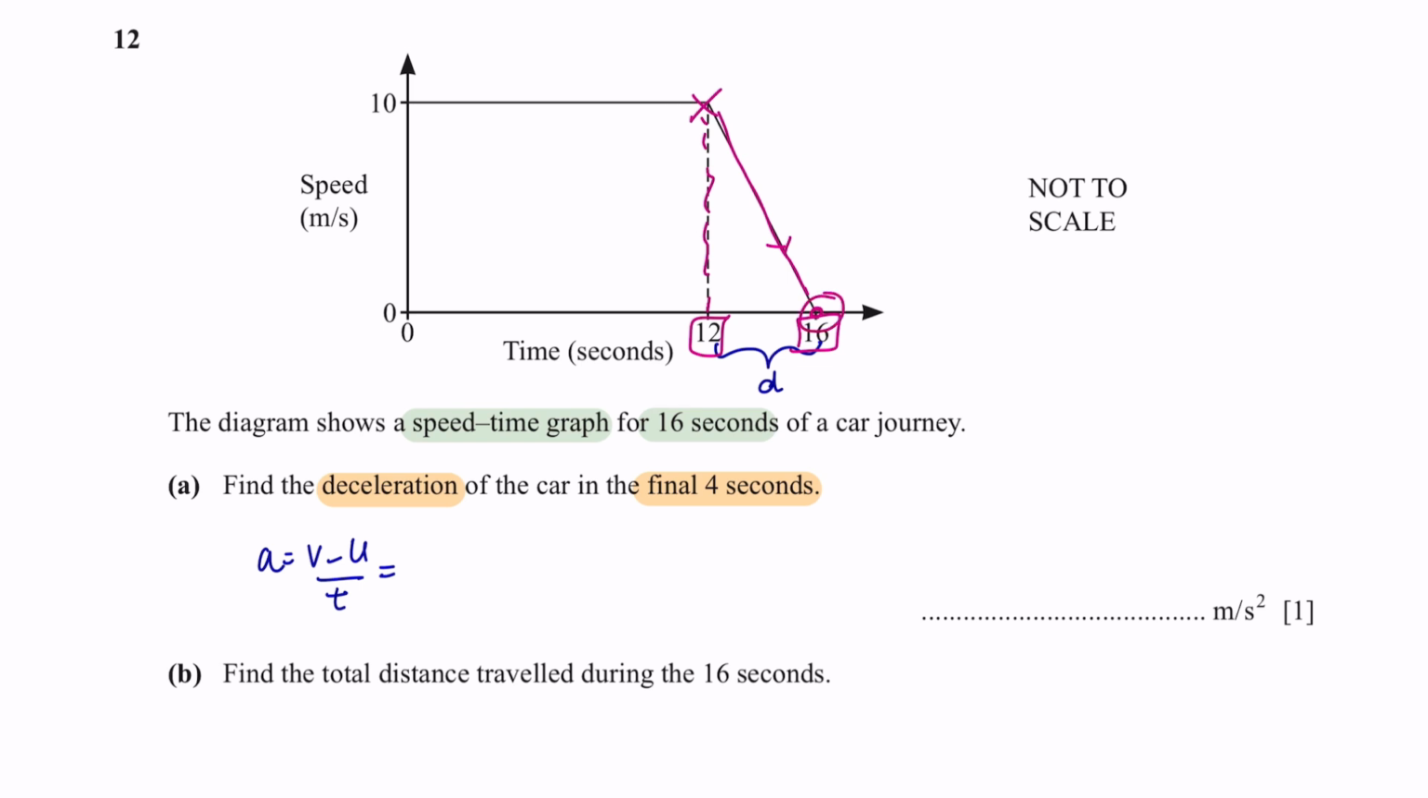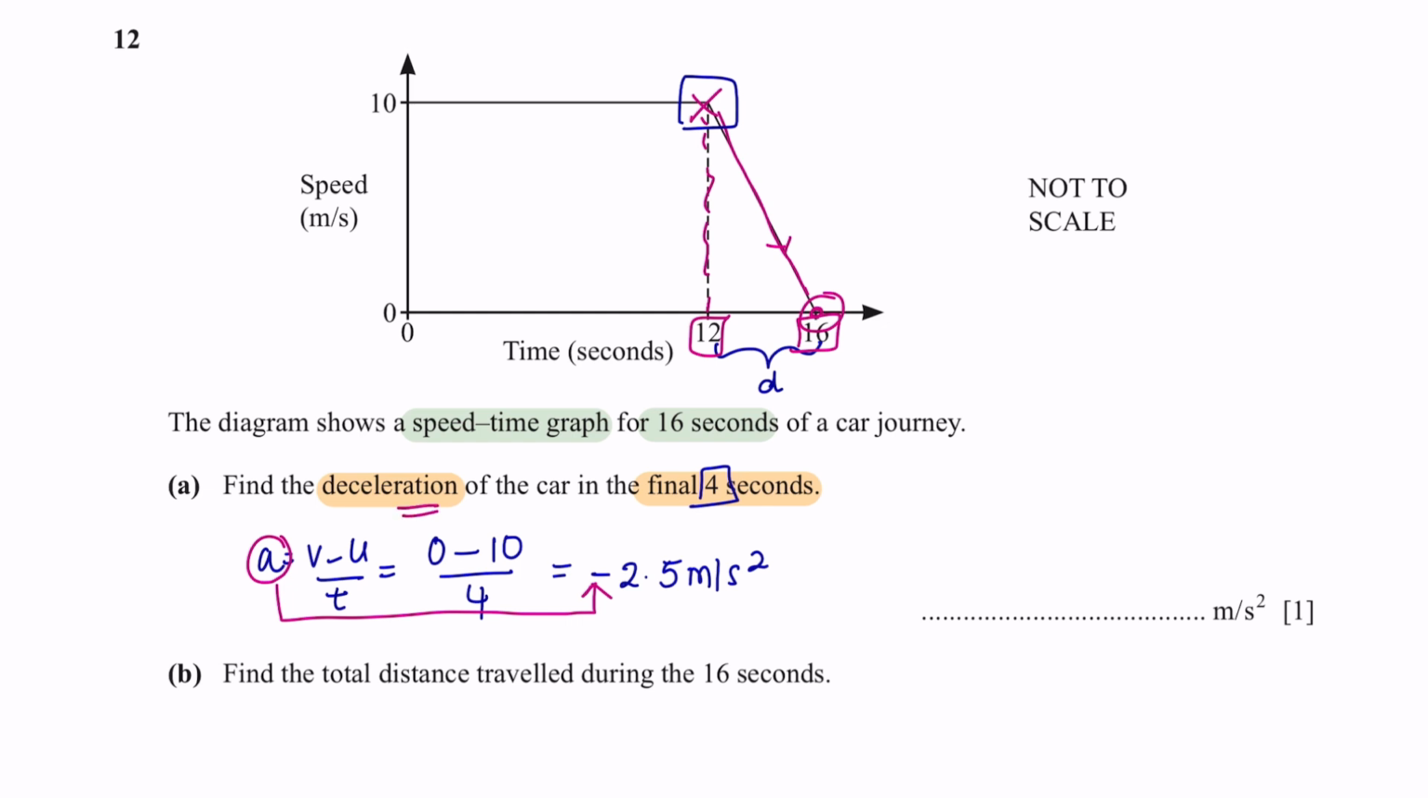So the final velocity is 0. Initial velocity started at 10. Over the last 4 seconds, 12 to 16 is 4. You'll get a value of negative 2.5 meters per second squared. But we're calculating acceleration here, therefore there is a negative. For deceleration, we can just omit the negative, leaving the answer as 2.5.